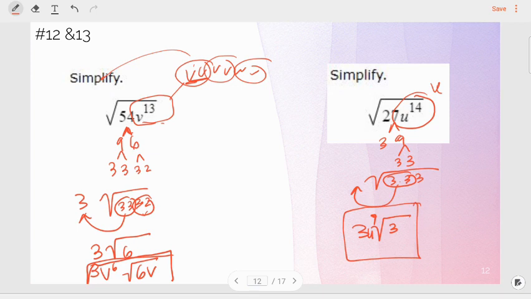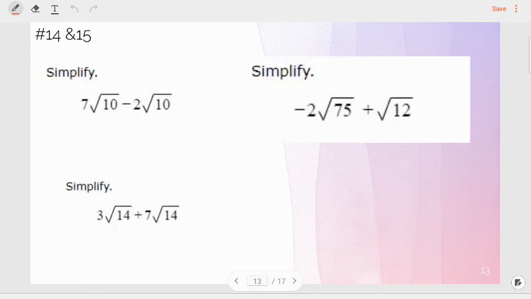So that would be my final answer. All right. Now let's talk about not just simplifying, but let's talk about adding and subtracting. So if I wanted to simplify this radical expression, I am going to first check to make sure that the insides are the same. Remember, I can add together 2x and 6x because they have like terms.